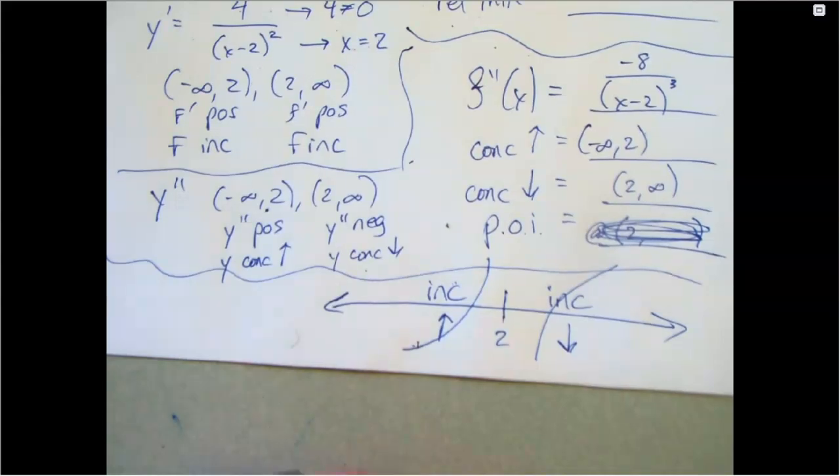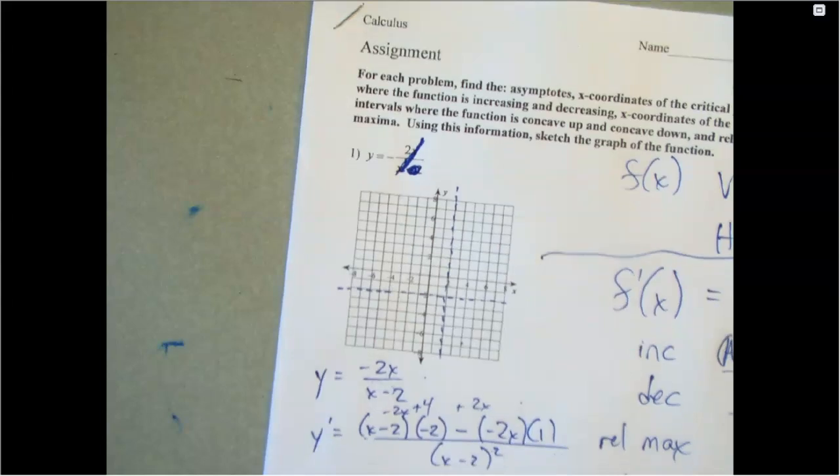And if there were points that we knew, like if we had a relative max or a point of inflection, we would have to worry about those. I don't have any points. All I have.